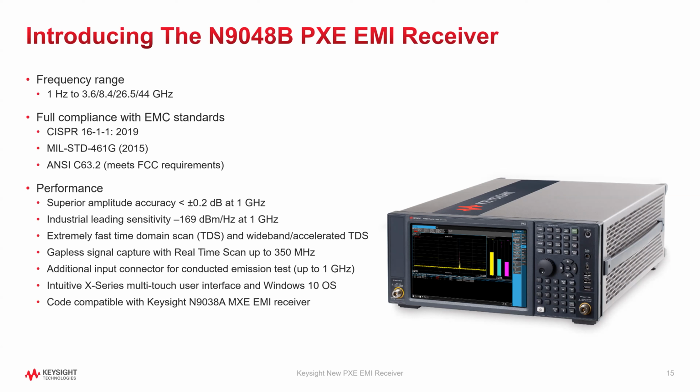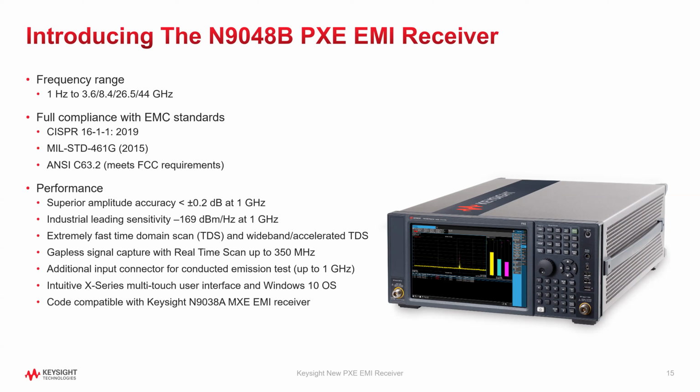This equipment has a range of frequency ranges from 1 Hertz to 3.6, 8.4, 26.5, and 44 gigahertz. The receiver is fully compliant with EMC standard sets of CISPR, MIL standards, and ANSI. Regarding performance, it has very superior amplitude accuracy as well as industry-leading sensitivity. We do have extremely fast time domain scans and what we call wideband accelerated time domain scans. We also have gapless signal capture with time scans up to 350 megahertz.